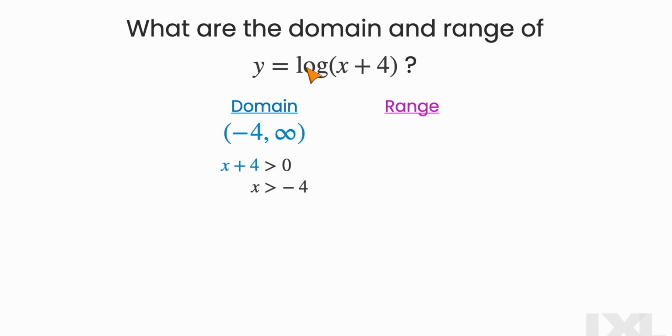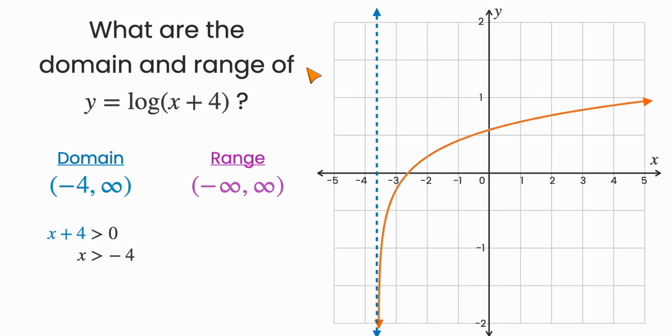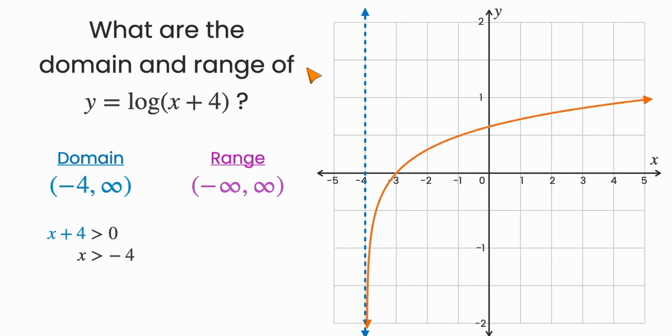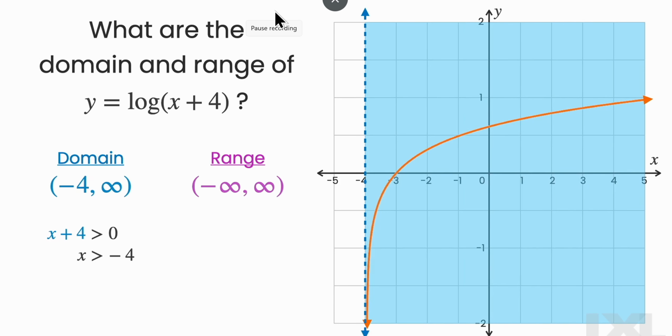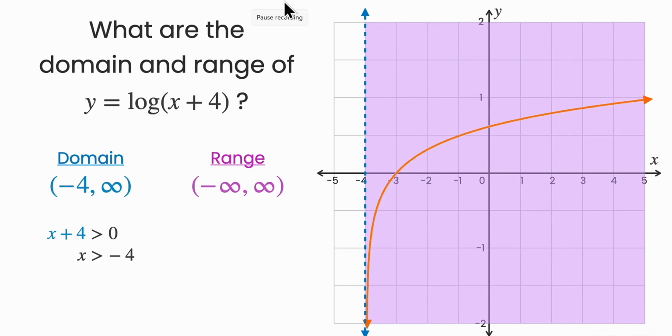As for the range, the logarithm could produce any real number depending on the input, and so the range will be all real numbers. Seeing this graphically, the common log of x looks like this, and has a vertical asymptote at x equals 0, representing the limitation that its input must be greater than 0. This function has been shifted 4 units to the left, and so that asymptote has also shifted to be x equals negative 4. The x values can only be greater than negative 4, and the y values can be any number from negative to positive infinity.